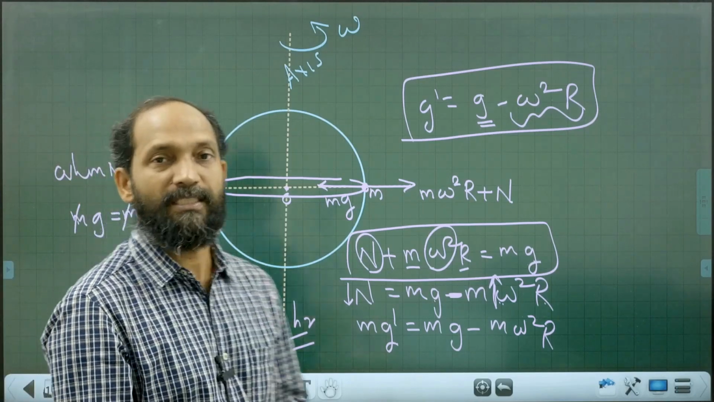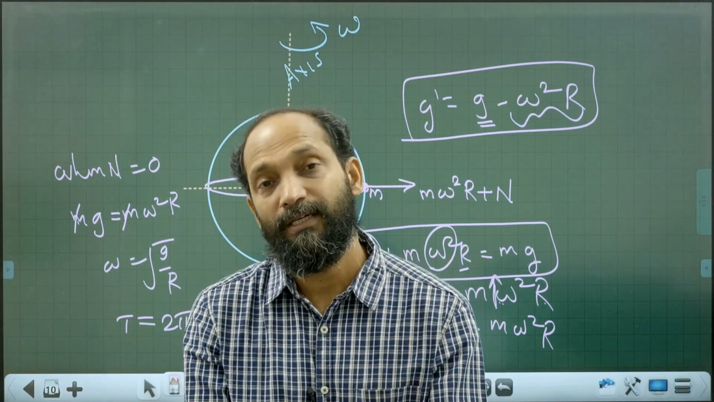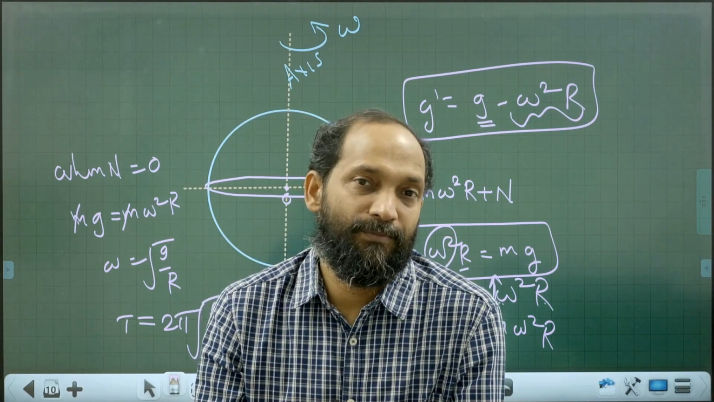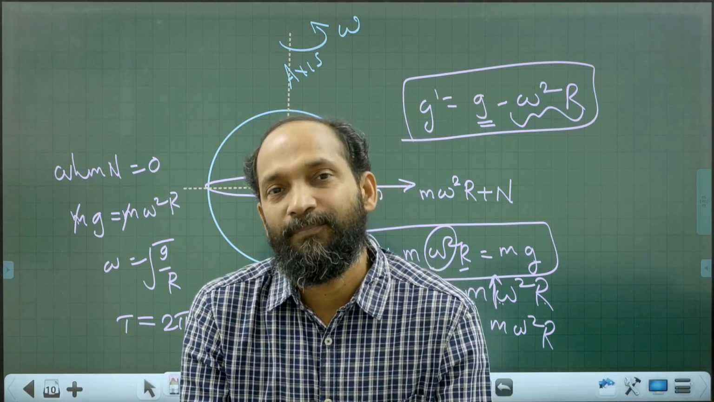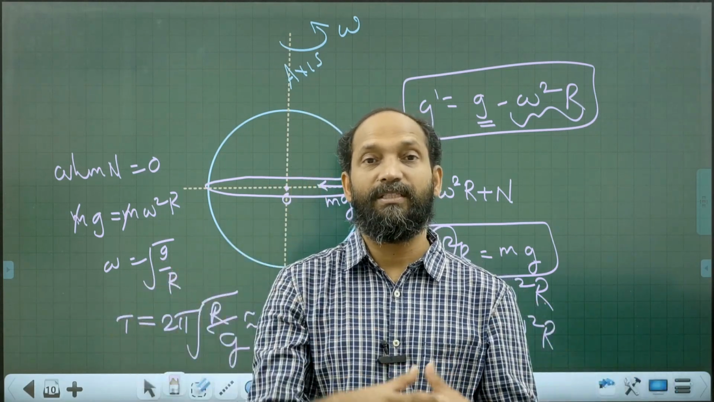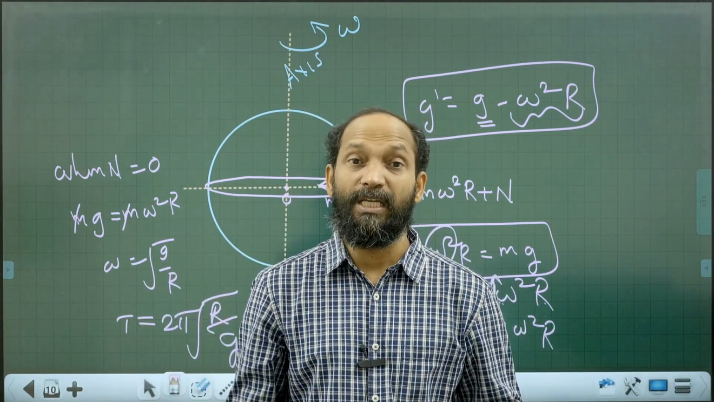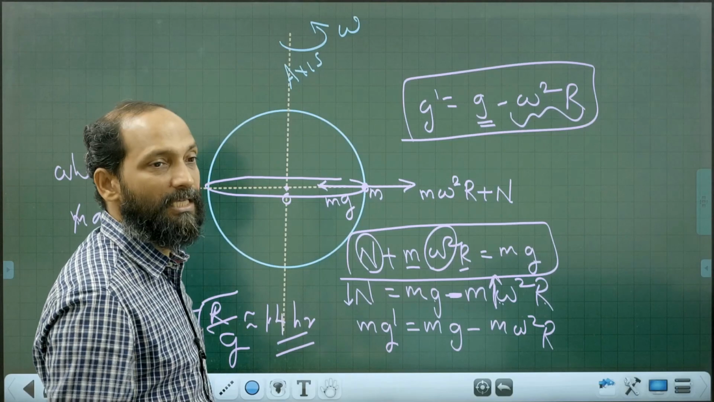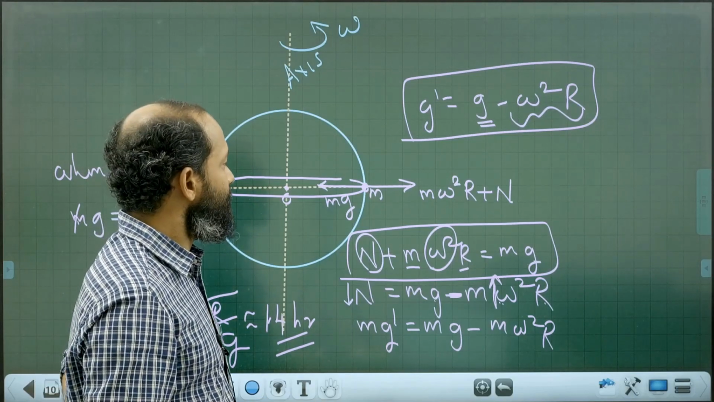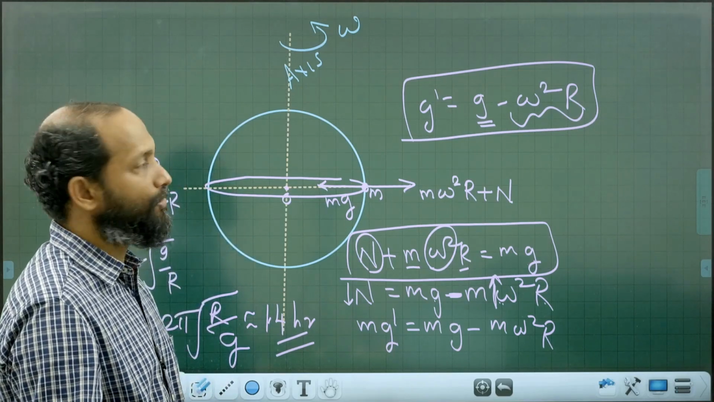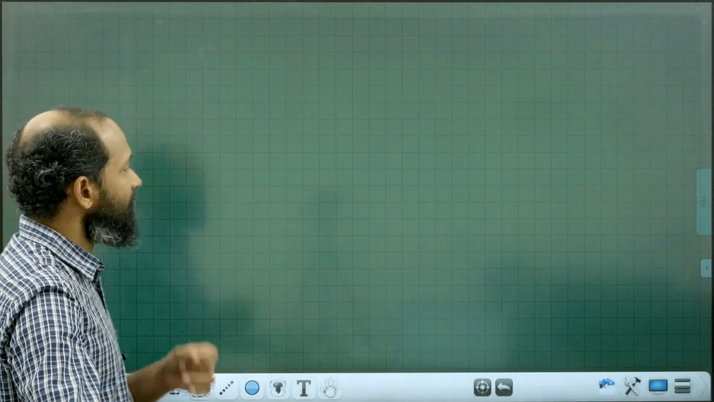So variation of acceleration due to gravity with altitude, depth, rotation, variation with respect to size and shape, all that is important. When size increases, radius increases, the value of g decreases. It depends on shape also. The value of g at the pole will be greater because the polar radius is less. Equatorial radius is more. That's why the value of g at the equator is normally less. So variation of acceleration due to gravity is another important thing.